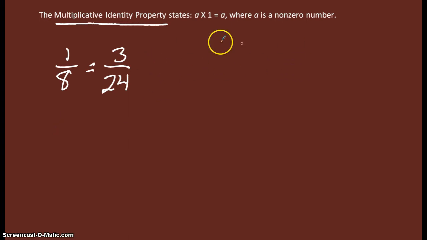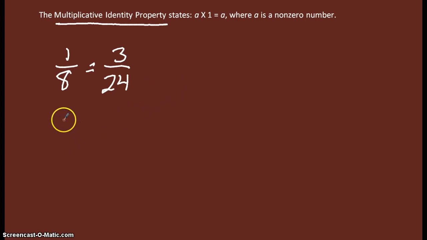I could draw a bar and divide the first one into 8 equal parts and shade in just one. Do a same length bar, divide it into 24 parts and shade in the first 3. And that 1/8 part will be the exact same length as that 3/24 part.